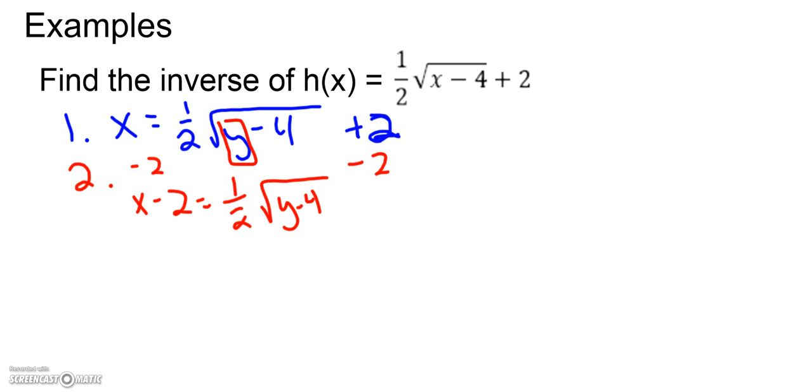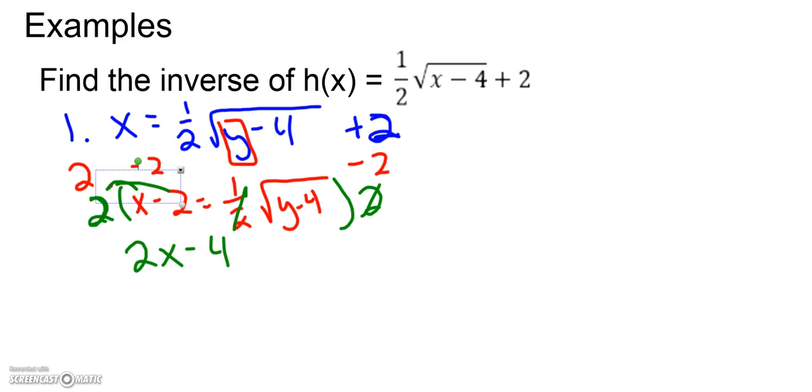Okay, the next thing that I need to do is get rid of that 1/2. In order to do that, I need to multiply both sides by 2 because 2 is on my denominator. So when I do that, the 1/2 and the 2 will cancel. And I'm going to go ahead and distribute this 2. So 2 times x is 2x, 2 times negative 2 is negative 4, equals the square root of y minus 4.